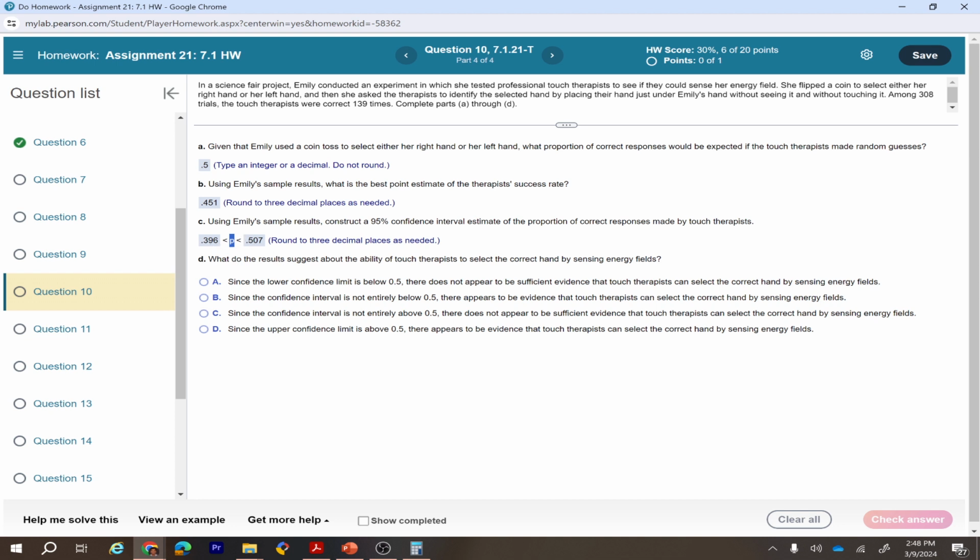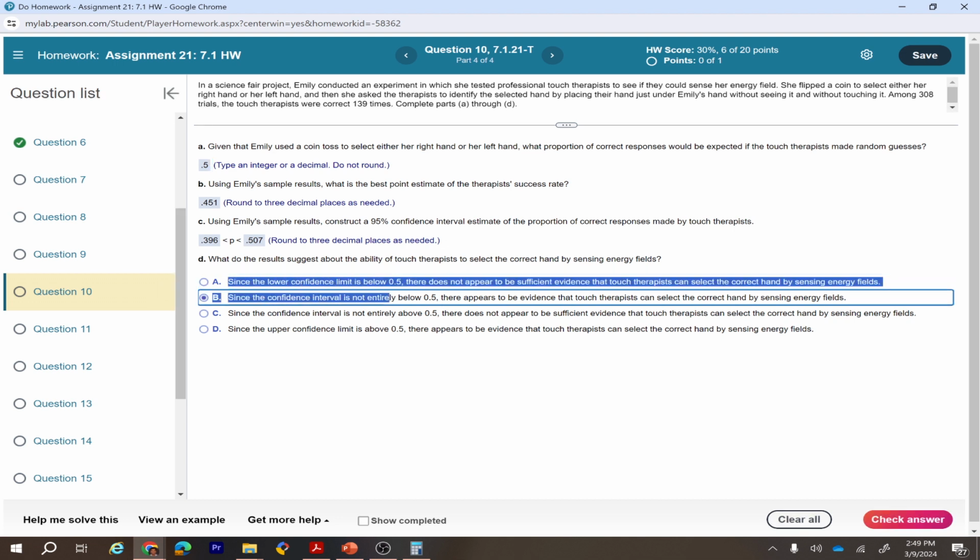So what do the results suggest about the ability of touch therapists? So look at here, it's not greater than 0.5 entirely. So that means it's supposed to be half and half, but based on this sampling, based on this confidence interval, we can say that the therapist doesn't have that much correctness. So which one is the right option here? Since the lower confidence limit is below 0.5, there does not appear to be sufficient evidence that touch therapists can select the correct hand by sensing energy felt.